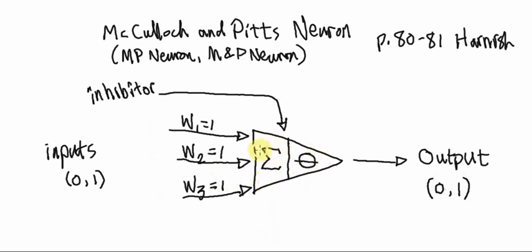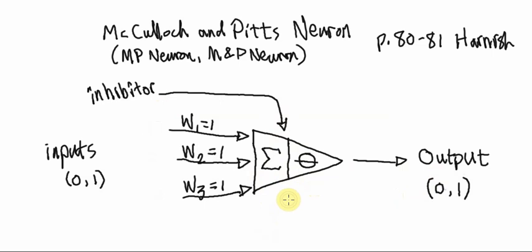Now here we have the Greek symbol epsilon, and it represents summation. So whatever comes in here gets added all up, and you get a sum. Here we have the Greek symbol theta, which represents threshold. And the idea is, as long as this thing is not inhibited, then if the summed weighted input meets or exceeds the threshold, you get an output of 1. Otherwise, you get an output of 0.